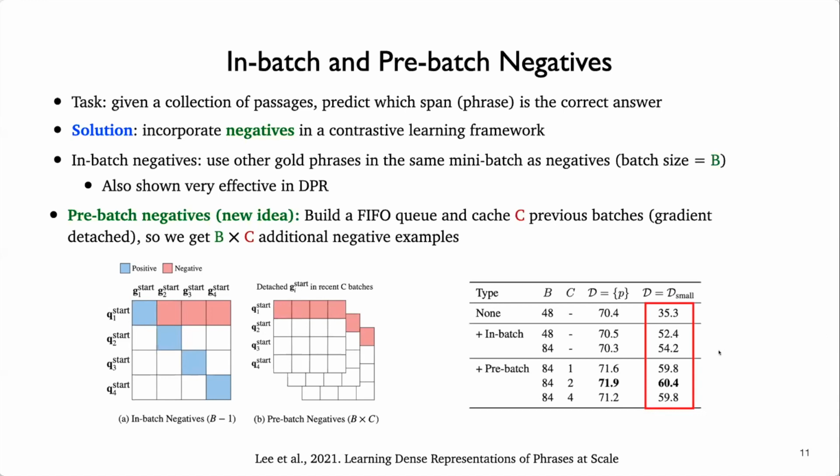We also find that we cannot keep increasing the number of previous mini-batches, because the representations in the previous mini-batches can get outdated very quickly. So we just use C as 2 as the final solution.